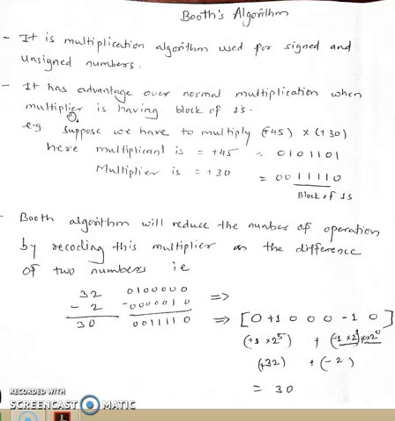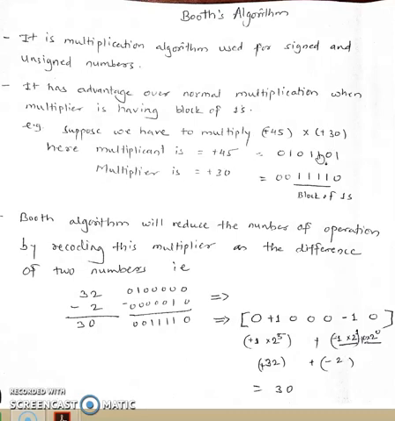So let's understand the meaning of this line. I repeat, it has an advantage over normal multiplication when the multiplier is having a block of ones. Suppose we have to multiply plus 45 into plus 30. So 45 is multiplied with 30.